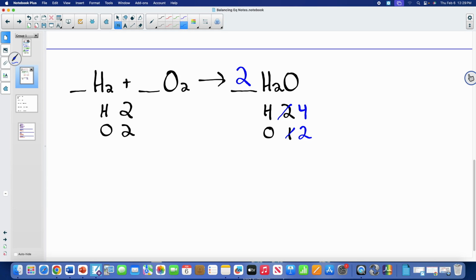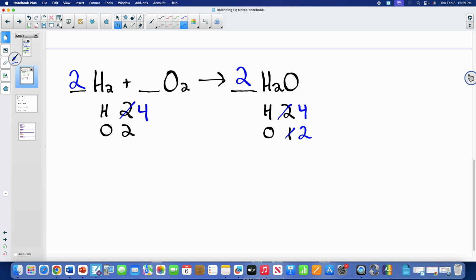Alright. So sometimes when you add a coefficient, it's going to throw one of the other elements off balance. But can I look on the other side now and figure out where I can put a coefficient to balance my hydrogen? What would you do, Kylie? Put the 2 before the hydrogen. Right, if I put a 2 here, am I balanced now? Yes. Okay.